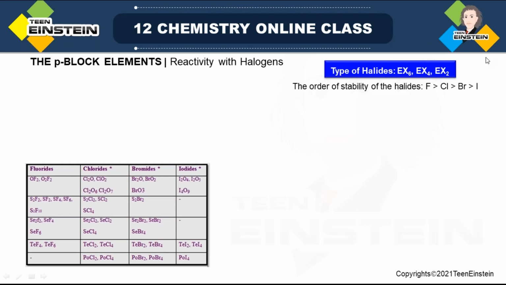Hello everyone, today we will start with reactivity with halogens. That means halogen compounds of group 16 elements. And after this, we will see the different allotropes of oxygen, one is O2, another one is O3, how we can make them, and what are their physical properties, chemical properties, and also their uses, that is, applications.